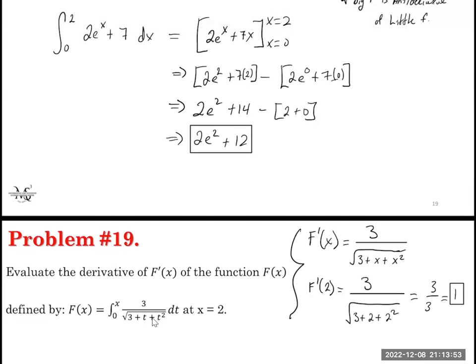But does anybody have any questions before I go to the next problem? Because what I just talked about is huge. The Fundamental Theorem of Calculus is huge. But because of time constraints, I've been shortening my explanations.